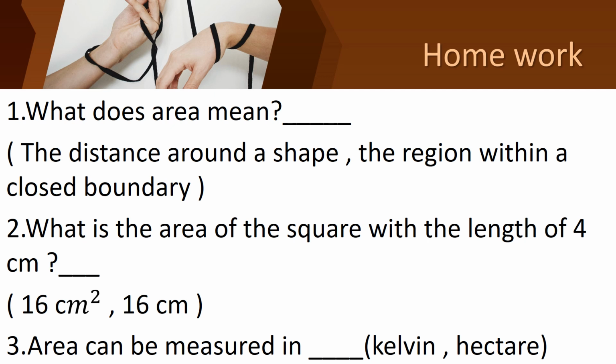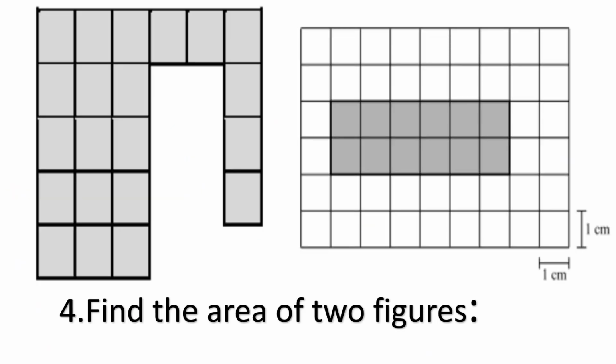Children, have you all written the questions? This is the fourth question. I had given two images, two figures. For these, you should count the number of squares and find the area. Children, you should mention the unit as square centimeter. In the first image, you should count the number of squares, and that is the area. In the second figure, you should count only the shaded squares. That is the area of the shaded part. Count it and write.